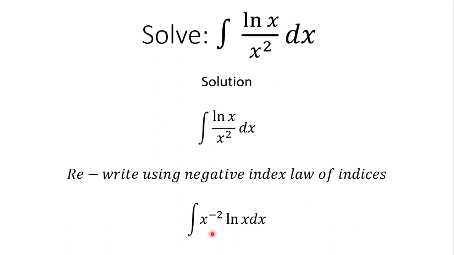Now when you're using the DI method, you have to decide which of them to differentiate and which of them to integrate. Am I going to differentiate this one, or integrate this one? Here, I will choose to differentiate ln x and then integrate x raised to the power minus 2.